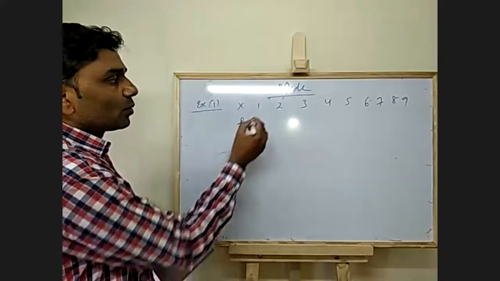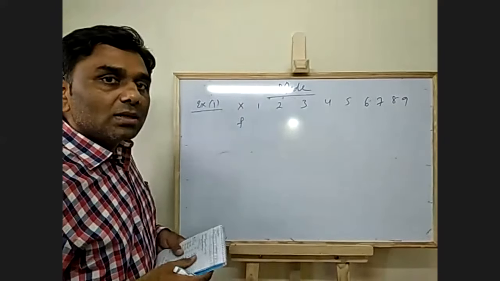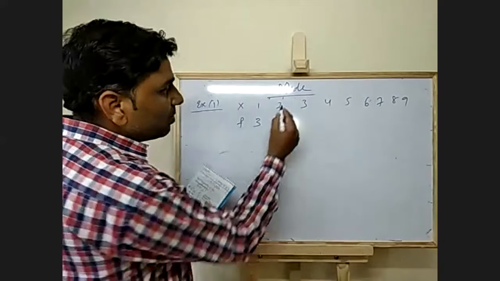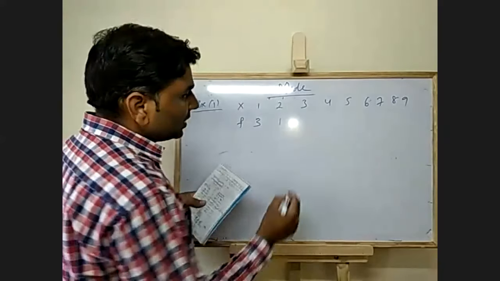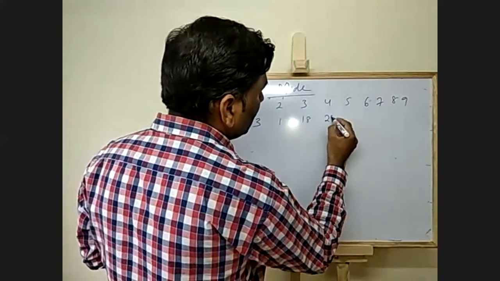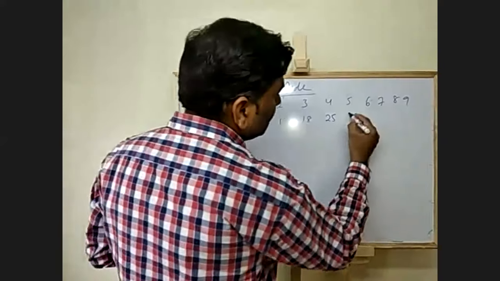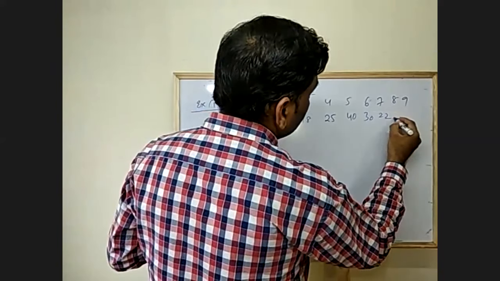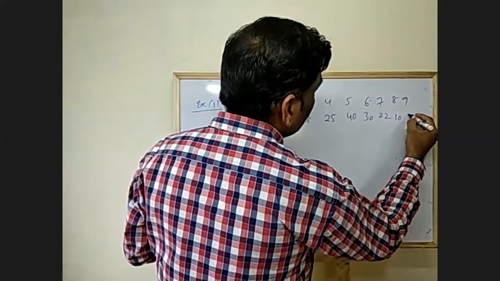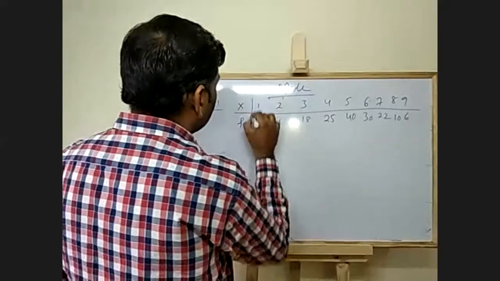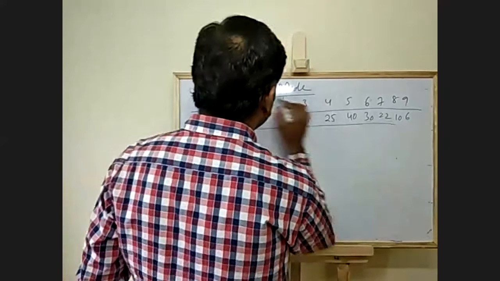And the frequency: number 1 has occurred 3 times. Number 2 has occurred 1 time. This has occurred 18 times. This has occurred 25 times. This has occurred 40 times. This has occurred 30, this is 22, this is 10, this is 6. This is the first example.